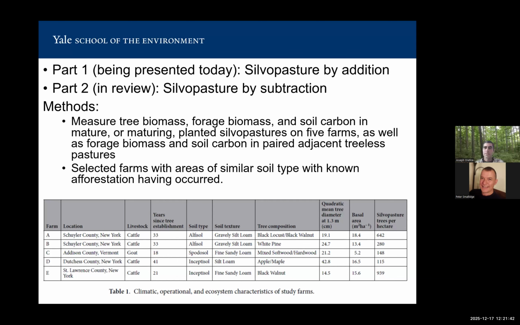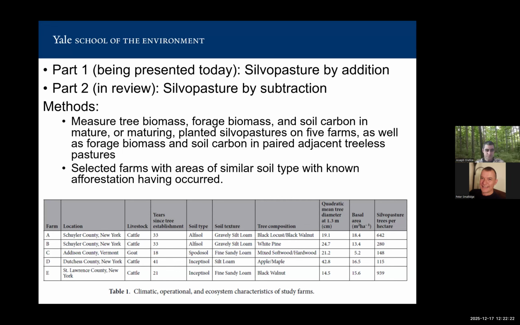Methods that we utilized, well, we purposefully selected farms where they had established silvopastures by getting trees into treeless pasture. And they had adjacent treeless fields on the similar soil type, with similar pasture management that we could compare. So we wanted to make sure there was that level of afforestation to develop the silvopasture and then an adjacent comparison. And on most of these farms, that was all within the same field where a portion of the area was planted and a portion of it was continued as treeless.